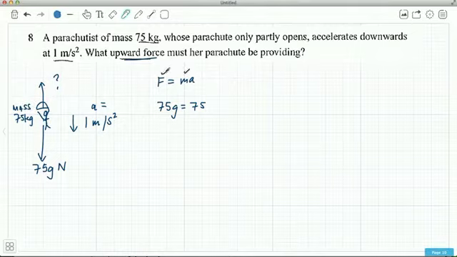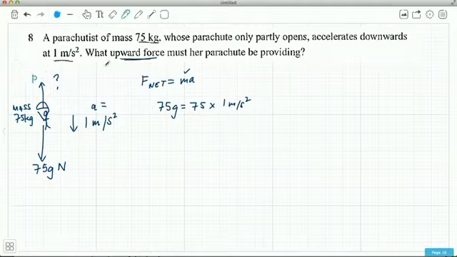Now, there's a little bit more going on here than just this, but I'm going to change it in a second. And the acceleration is 1 meter per second squared. Now, the total force here is often what we call a net force. So normally you'd think, well, the only thing I have here is this, but it's not. You also have another force, which we might call P. P for parachute.